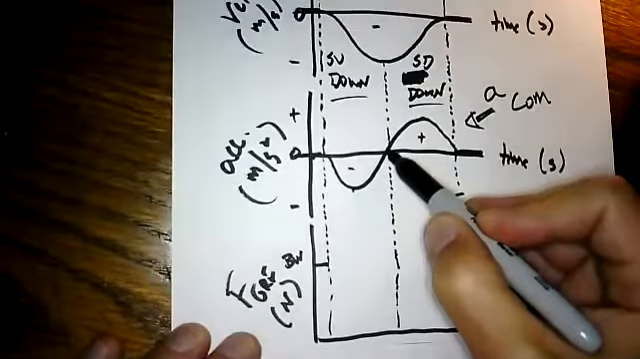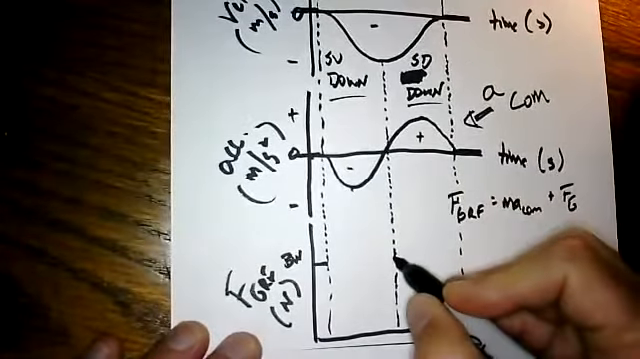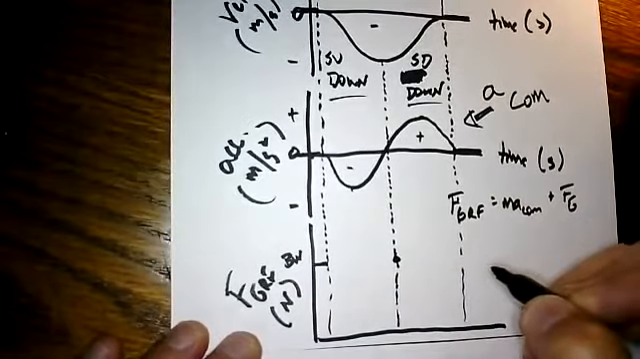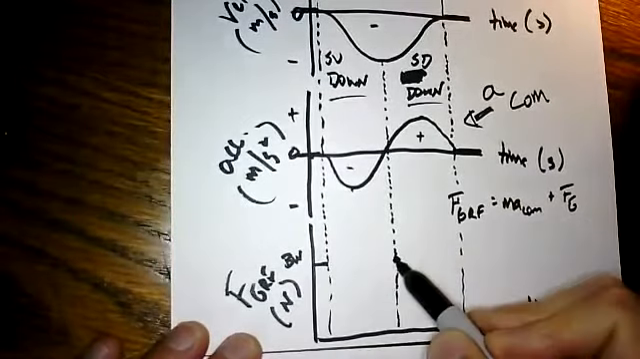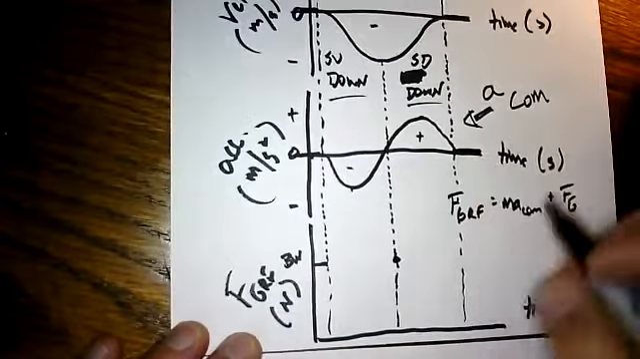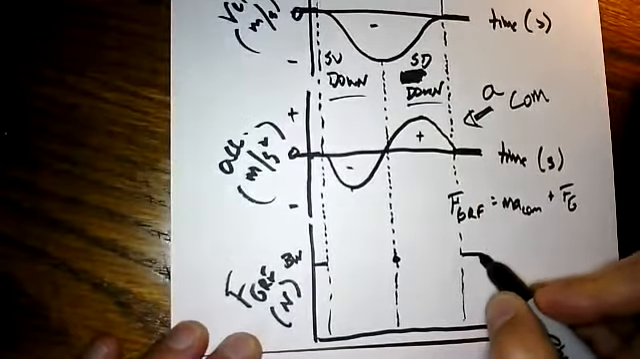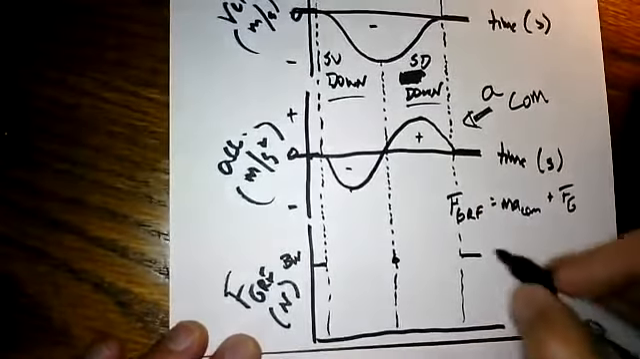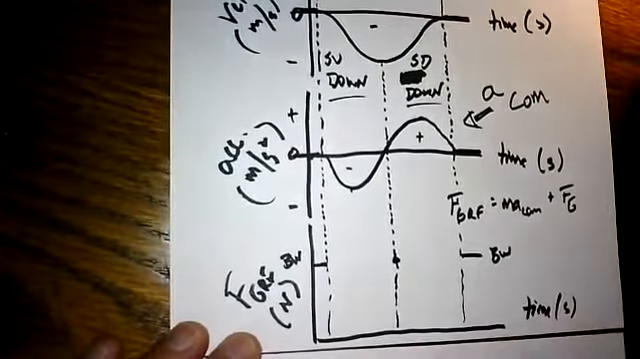Okay, so let's look at our plot. Acceleration 0 here, that means ground reaction force has to be equal to body weight. So I'm just going right over here. Acceleration 0 here, ground reaction force is equal to body weight. Okay?